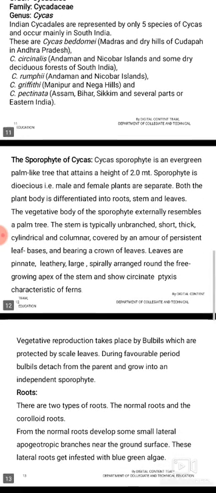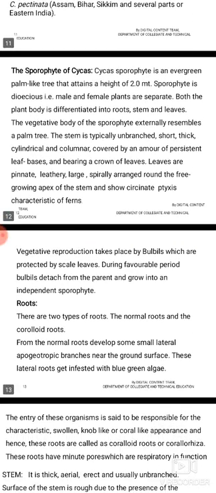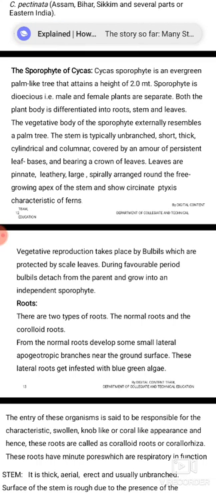Coming to the roots. The roots are of two types, namely the normal roots and the coralloid roots. From the normal roots develop some small lateral apogeotropic branches near the ground surface. And these lateral roots get infested with blue-green algae. The entry of this organism is said to be responsible for the characteristic swollen, knob-like or collar-like appearance, and hence these are known as coralloid roots. And these roots have minute pores which are respiratory in function.